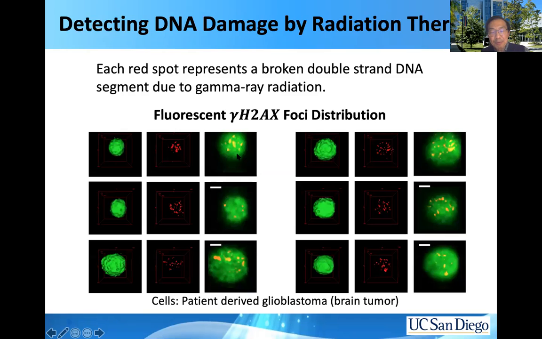And here's another example to show how the cells in the tissue respond under radiation therapy, gamma ray radiation. What we show here in the middle row is the gamma H2AX foci. Each red spot represents a broken double-stranded DNA that is labeled by this fluorescent gamma H2AX. So this spot distribution represents the broken DNA by the radiation, or a representation of the extent of damage by radiation therapy. And you can see the distribution and the number of broken parts is very different.